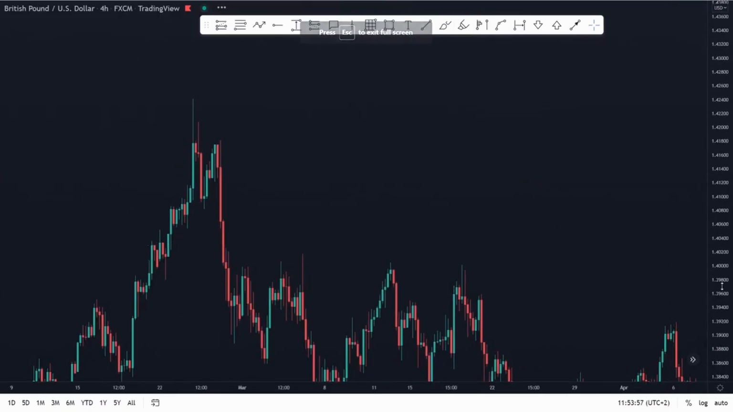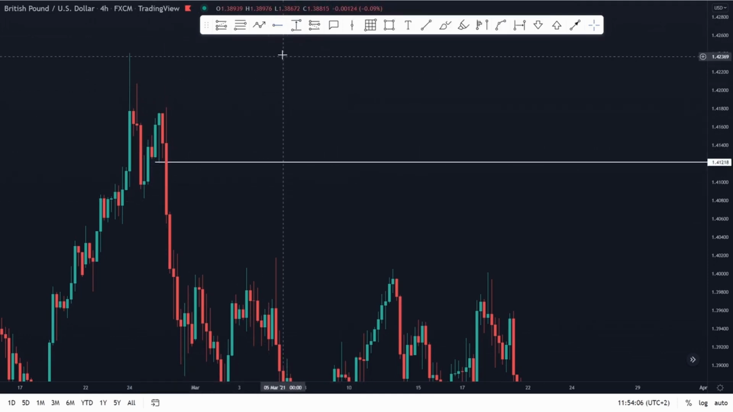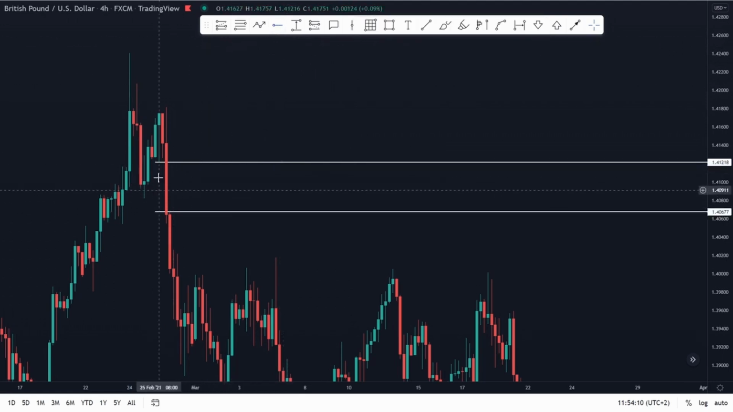For the gaps or an imbalance, it is where the market, you see that it didn't fill the price action area. Like there will be a huge momentum in the market, something like this over here. The space between here is the gap that needs to be filled in the future.